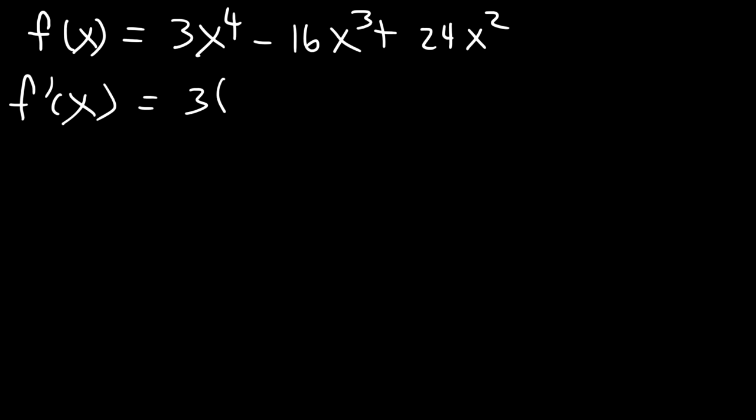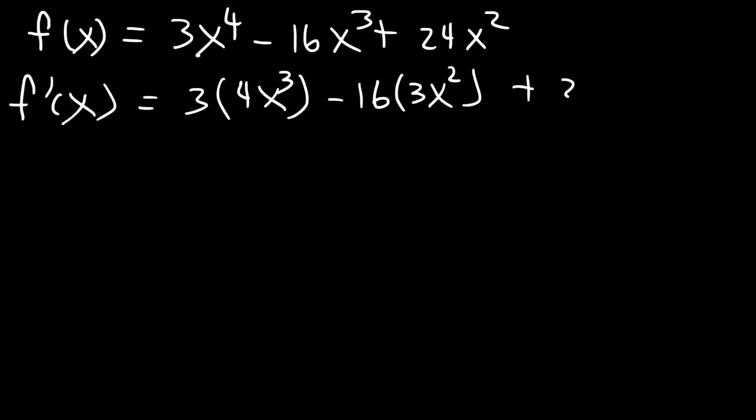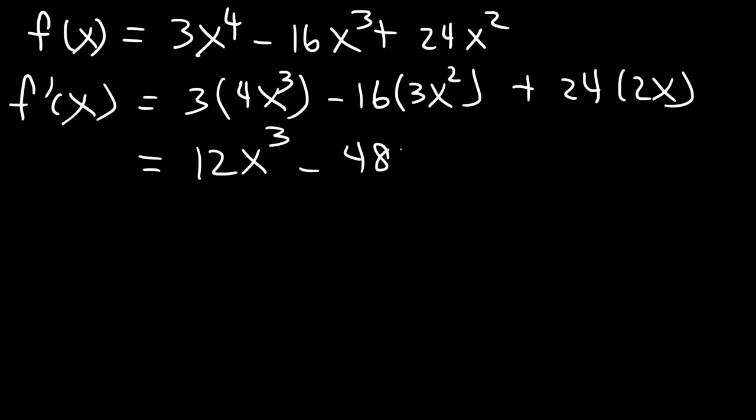So the derivative of x to the fourth is 4x cubed. And the derivative of x cubed is 3x squared. And the derivative of x squared is 2x. So the first derivative is going to be 3 times 4, which is 12. 16 times 3, that's 48. 24 times 2 is 48. Now let's set the first derivative equal to 0.